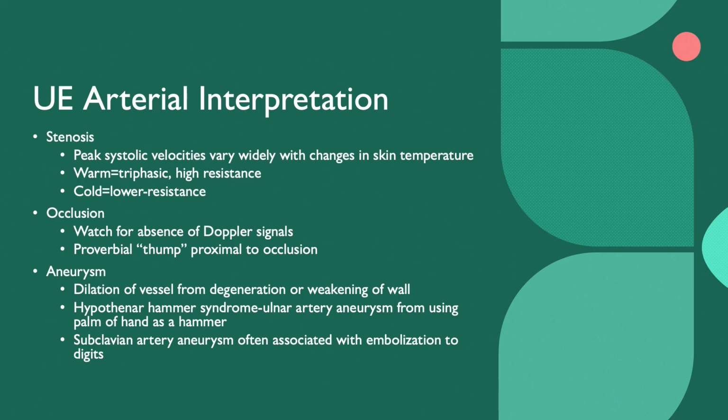There's also what's called hypothenar hammer syndrome, and that's from using the ulnar artery. You can get an ulnar artery aneurysm from using the palm of the hand as a hammer. Subclavian artery aneurysm is often associated with embolization to digits. So watch out for those. Definitely don't use your hand as a hammer, because you can get an aneurysm in the ulnar artery from that.